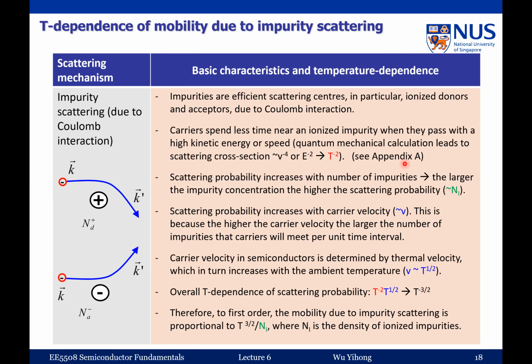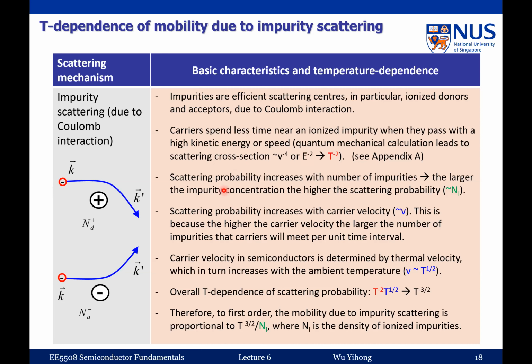In quantum mechanics, we will not calculate this one. There's a simple model given in Appendix A, but it's not very important. I tell you that if people have calculated this, the scattering cross section is proportional to v to the power minus 4, where v is the speed. And since energy and v have this relationship, energy is proportional to v squared, eventually you can say the cross section is proportional to E to the power minus 2. But E is proportional to temperature. So eventually you can say that this scattering cross section is proportional to T to the power minus 2, right?